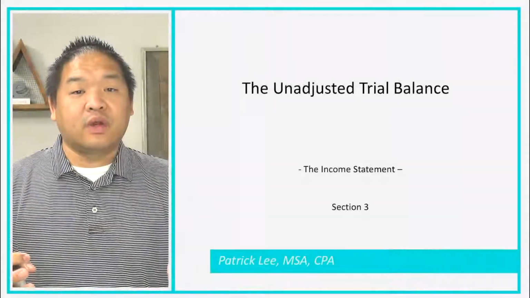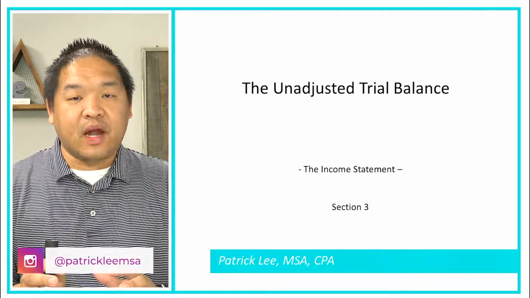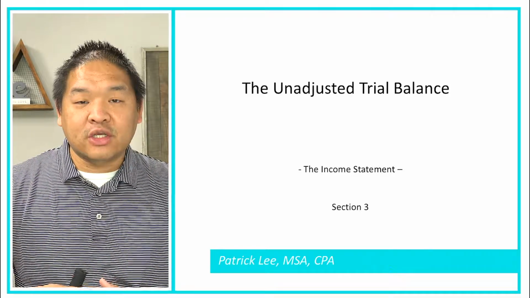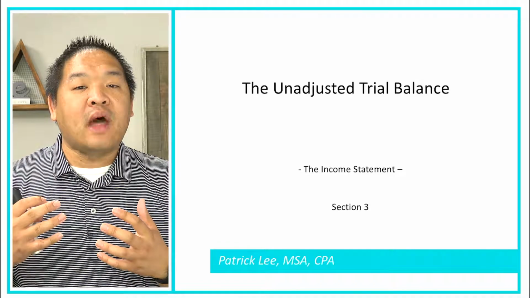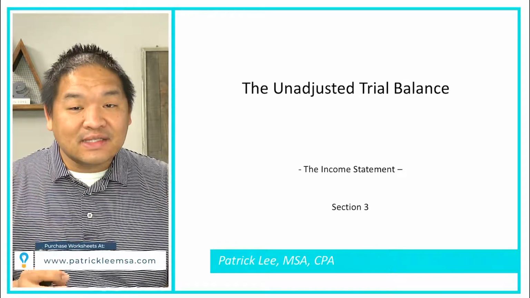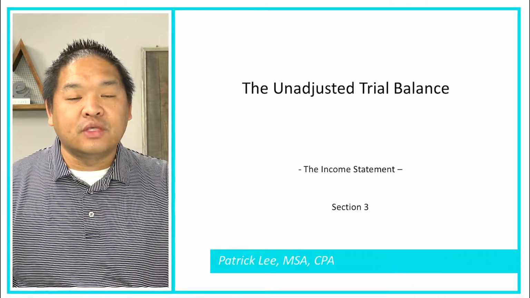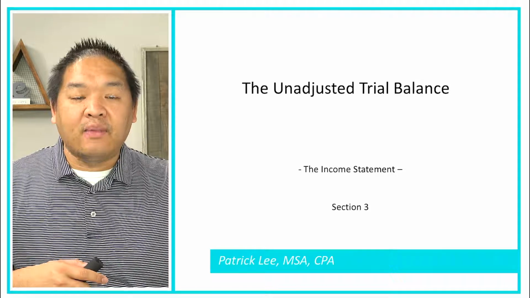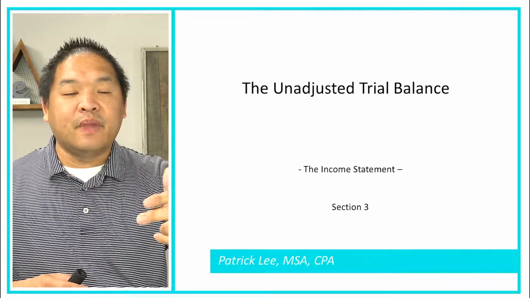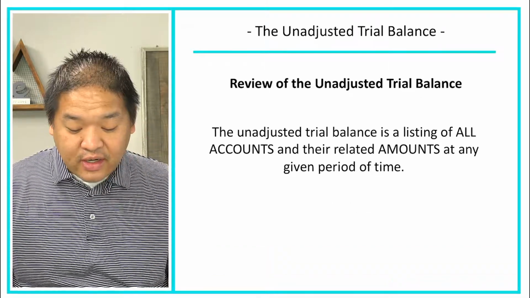All right, in this lesson, we're going to look at the unadjusted trial balance. We did talk about the trial balance in the last section, but in this section, we're actually going to combine some of the information that we talked about in the last section, as well as this section, and put it all together. So we're going to complete our trial balance after we've done the asset, liabilities, and equity section, as well as the revenue and expense section. So with that, let's get started here.